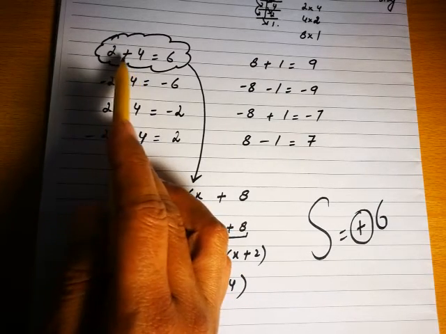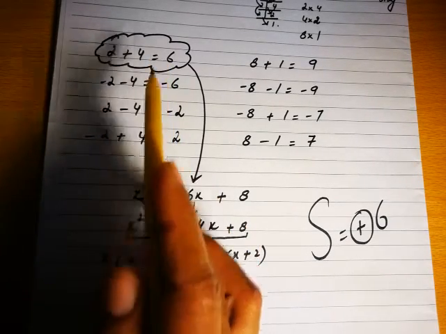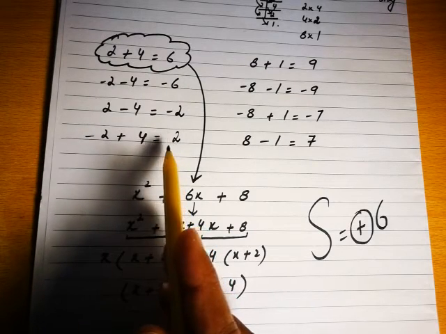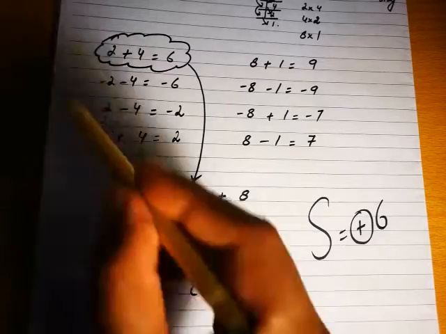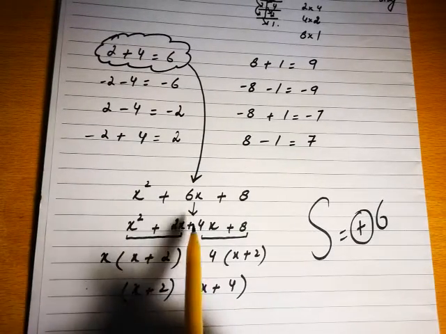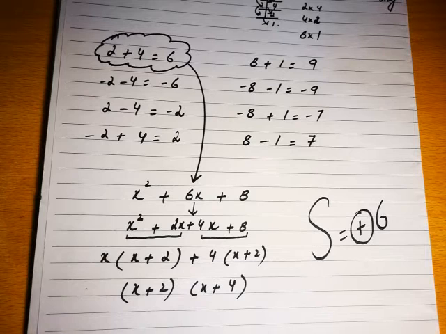If I'm going to add them, I'm going to get 6. If I'm going to subtract them, I'm going to get 2. What do I need? I need 6. So I'm going to go for this. 6 can be written as 2x plus 4x. So x² plus 2x plus 4x plus 8.